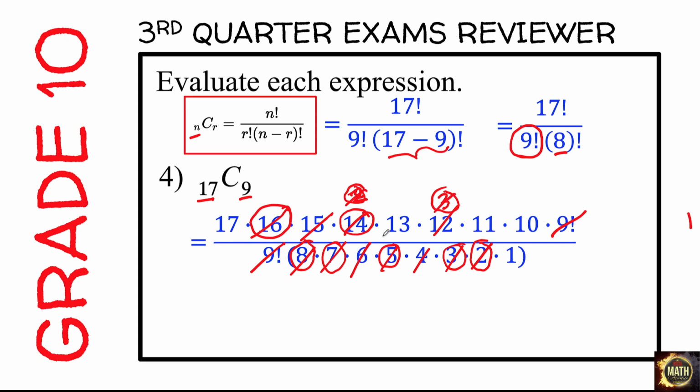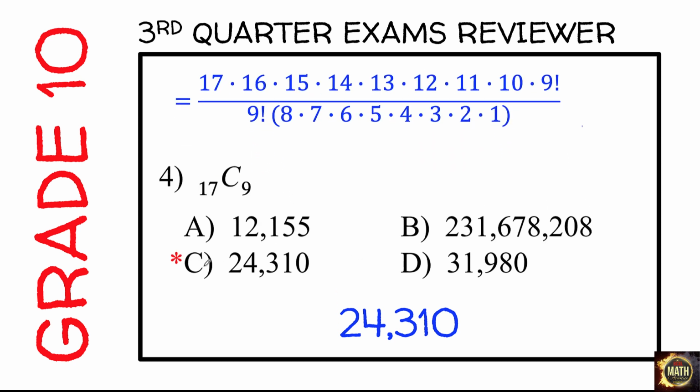So ang natira na lang po is 17, 15, 13, 11, and 10. Sa denominator, we only have 1. So multiplying now 17 times 15 times 13 times 11 times 10, the result is 24,310. So ito na po yung value ng 17 combined 9 at a time. And that is letter C.